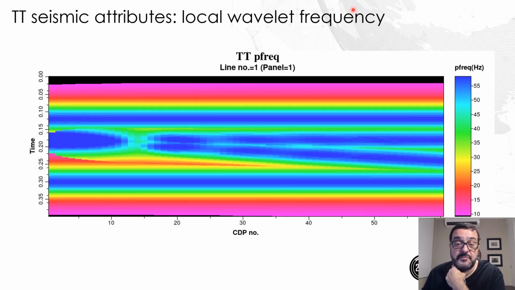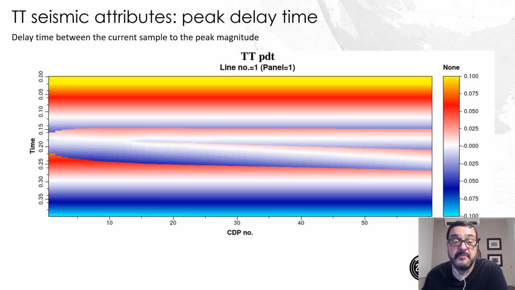Taking advantage of the opportunity, we also evaluated the local wavelet frequency, which is the frequency at the peak envelope, and the peak delay time, that is the delay between the current sample and the peak magnitude. Observe here in this example that the 0 peak delay time corresponds to the peaking of the reflectors. And as we observed before, it's not necessarily 0.